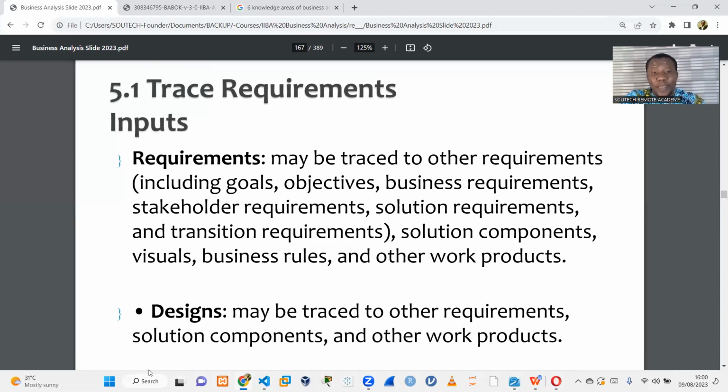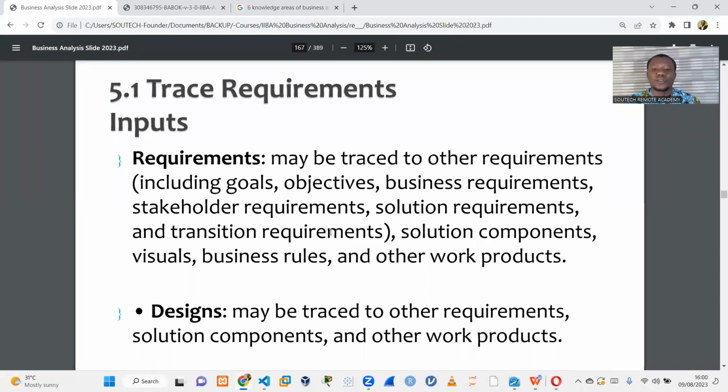To trace requirements, some of the inputs are your goals, your objectives, your business requirements, the stakeholder requirements, your solution, what do you want to deliver, your transition requirements. There are some solutions, some value you want to deliver, or some projects you want to do. They are not the end of the game on their own. They are meant to help a company transit from one stage to the other stage.